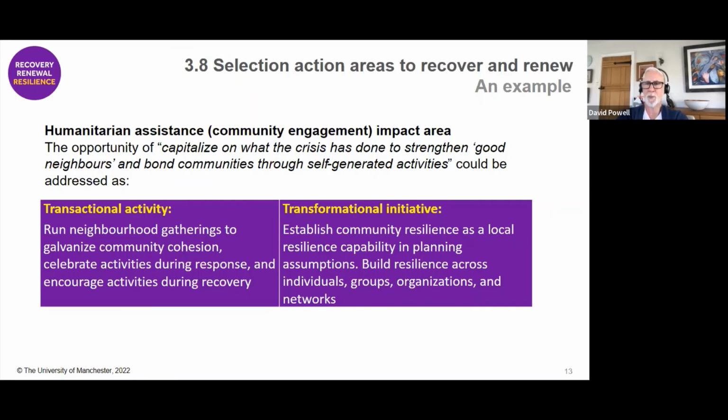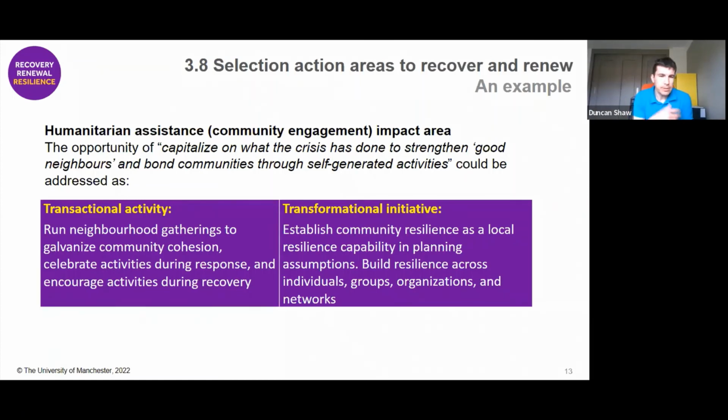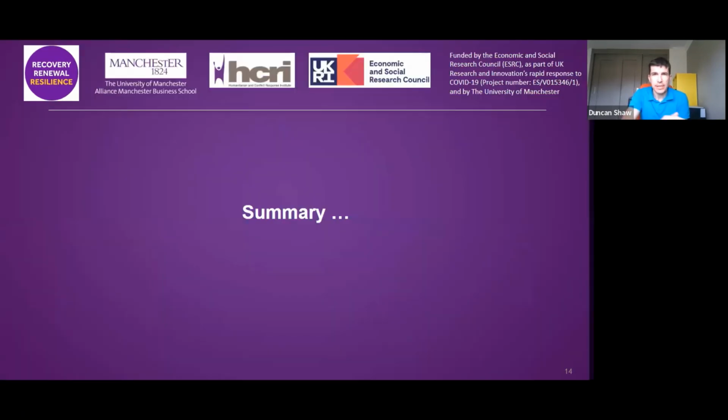It's just one example, but it's a really useful single example, I think, to break down the detail. There are other examples in the ISO, but as David said, it's just to give you a sense that the same impact can be dealt with in numerous different ways, either as a transaction or as a transformational activity.